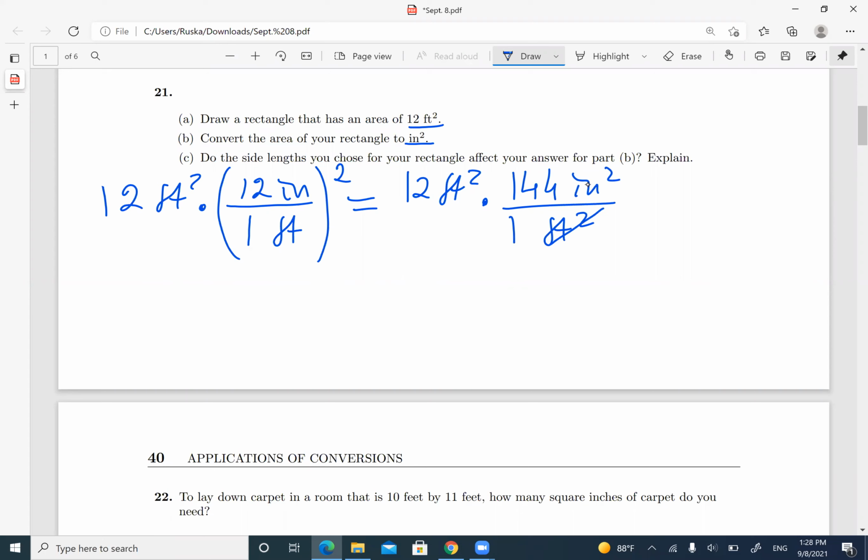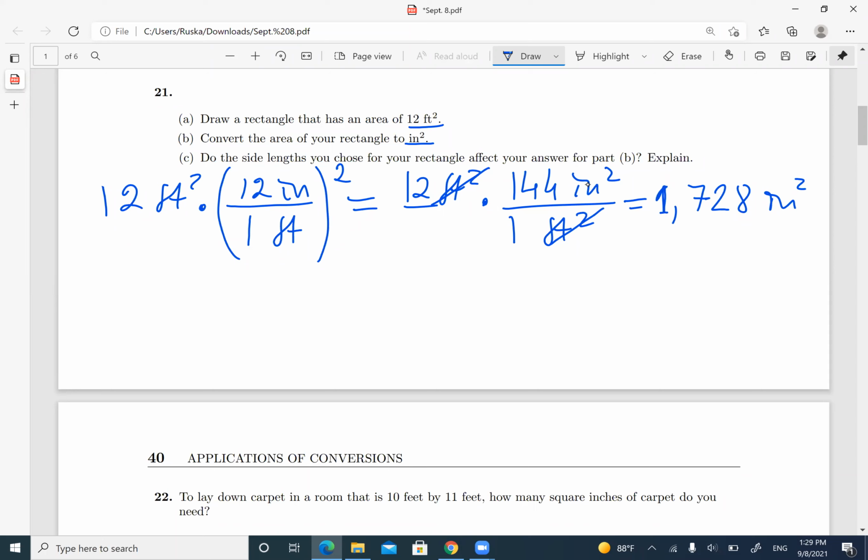Now square feet and square feet cancel. So I just have to multiply because 12 is in the top. 144 is also in the top. So what I need to do is multiply 144 by 12. And that's 1,728 square inches. Okay.